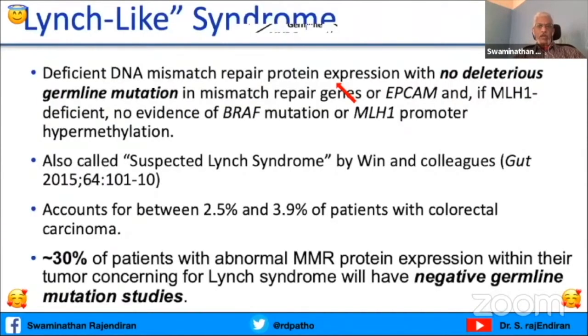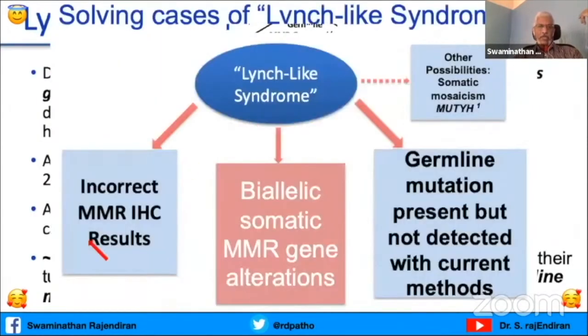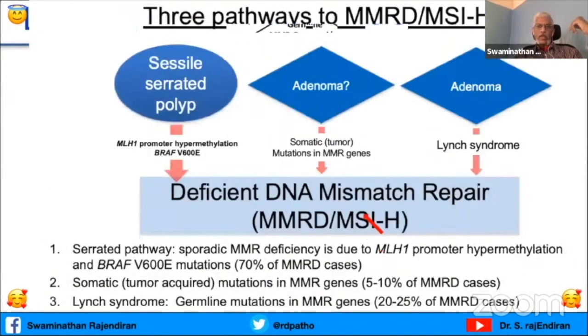So when do you call Lynch-like syndrome? It can be an incorrect MMR IHC result, it can be biallelic somatic MMR gene alteration, or it is a germline mutation present, not detected with the current methods. Okay, so these are all the 3 possibilities for Lynch-like syndrome. And as you remember, the mismatch repair gene can have the sessile pathway associated with the BRAF mutation, the adenoma pathway with somatic only Lynch syndrome-like features, and Lynch syndrome itself with a germline mutation.